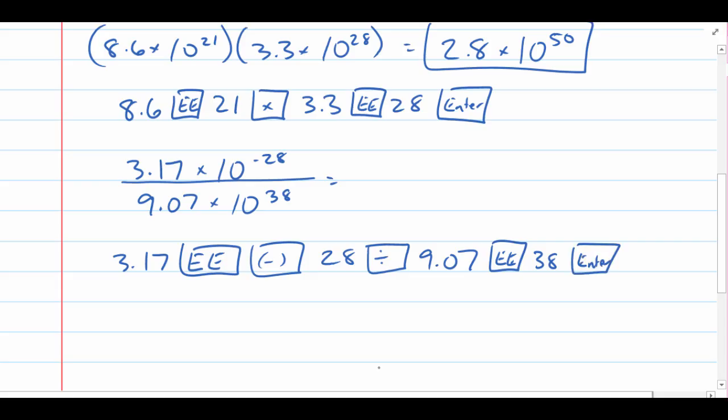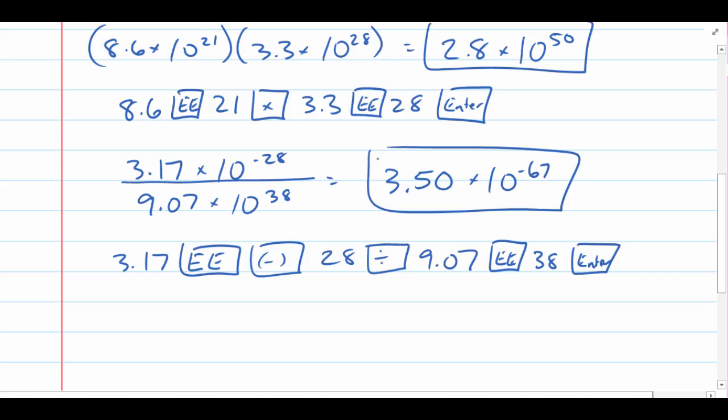And if you've done this correctly, you should wind up with 3.5 times 10 to the negative 67. Now if you're using the times button in there and you're putting in like 3.17 times EE, or if you're using that anti-log button, then this is the one where you wind up getting that answer wrong. So go through, check your calculator. Any questions on this particular one?